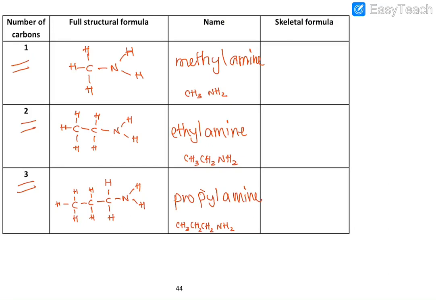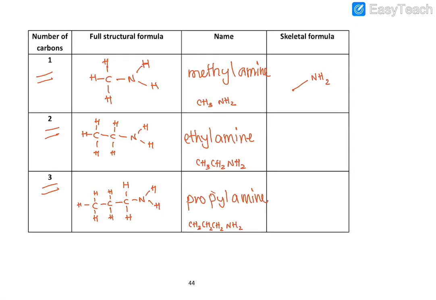And for the skeletal formula, here you have only 1 carbon and this is attached to NH2. Here you have 2 carbons and this is attached to NH2. So this is 1 carbon, this is 2 carbons. And here you have 3 carbons: 1, 2, 3, and this is attached to NH2. So here are the amines.